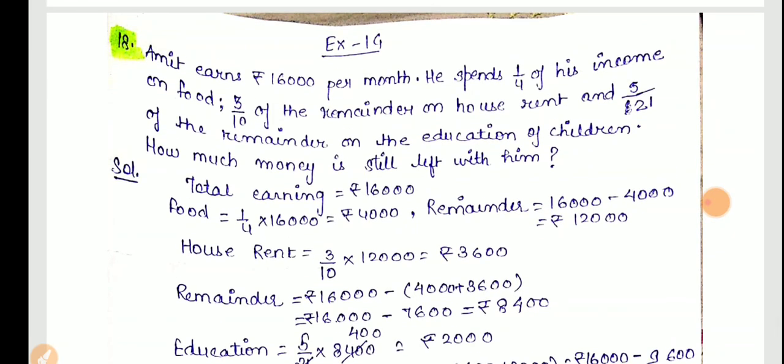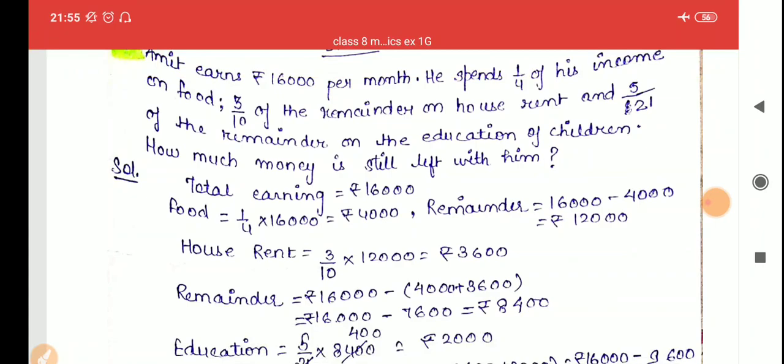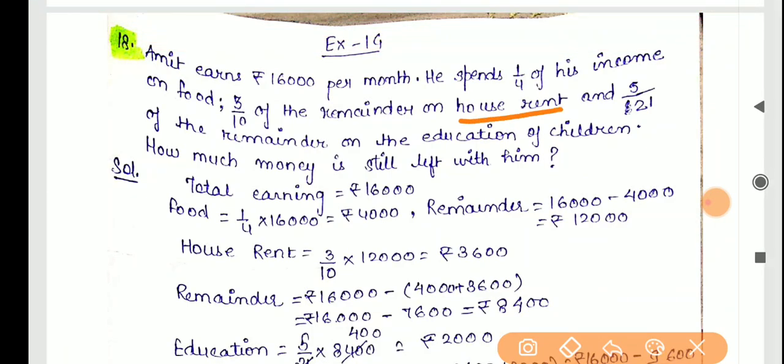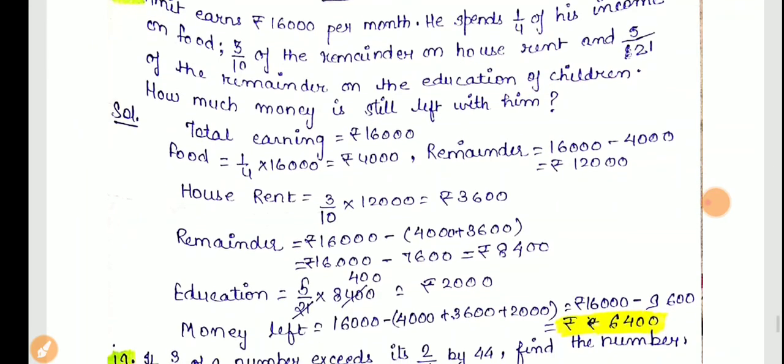Amit earns rupees 16,000 per month. He spends 1/4 of his income on food, 3/10 of the remainder on house rent, and 5/21 of the remainder on the education of children. How much money is still left with him? This is a little lengthy question, but it is a type of important question. Okay, so if you have books, mark it in your books also that it is an important question, a lengthy question.